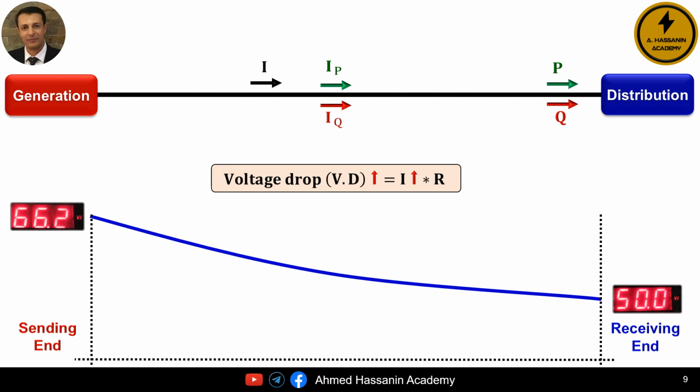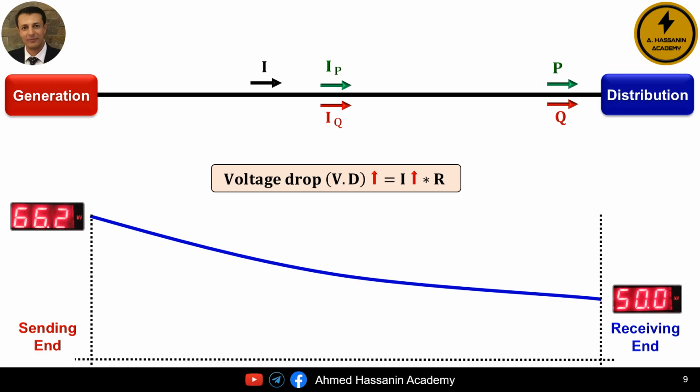The first consequence is a voltage drop at the end of the line. And of course, the more the loads increase, the more the voltage drop will increase. Because, as we know, the voltage drop equals the electric current multiplied by the electrical resistance. Therefore, an increase in the load means an increase in the electric current.